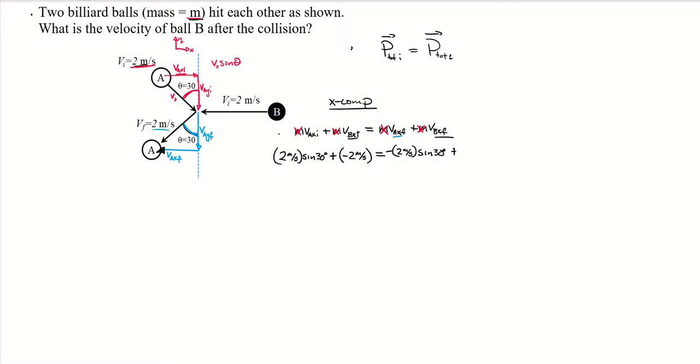And we're trying to figure out how ball B is moving after the collision. We don't know that. This is what we're going to try and find. So the velocity of ball B after the collision is there. We can now solve this, right?